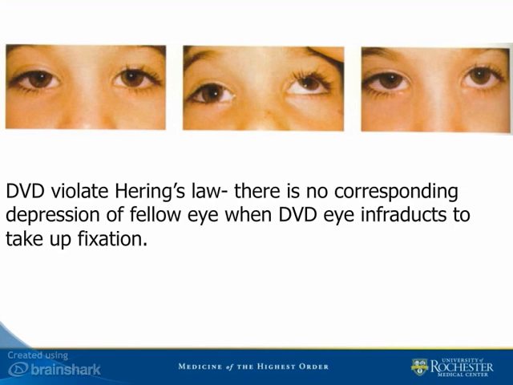So DVD is an unusual eye movement, and it's unusual in part because it violates Hering's law. So in this picture, the top left picture has a child with straight eyes. He also has spontaneous left hypertropia, or dissociative vertical deviation, here. When that eye comes back down to take up fixation, you do not have a concomitant depression of the right eye. So this is violating Hering's law because the right eye is not intorting when the left eye comes down.